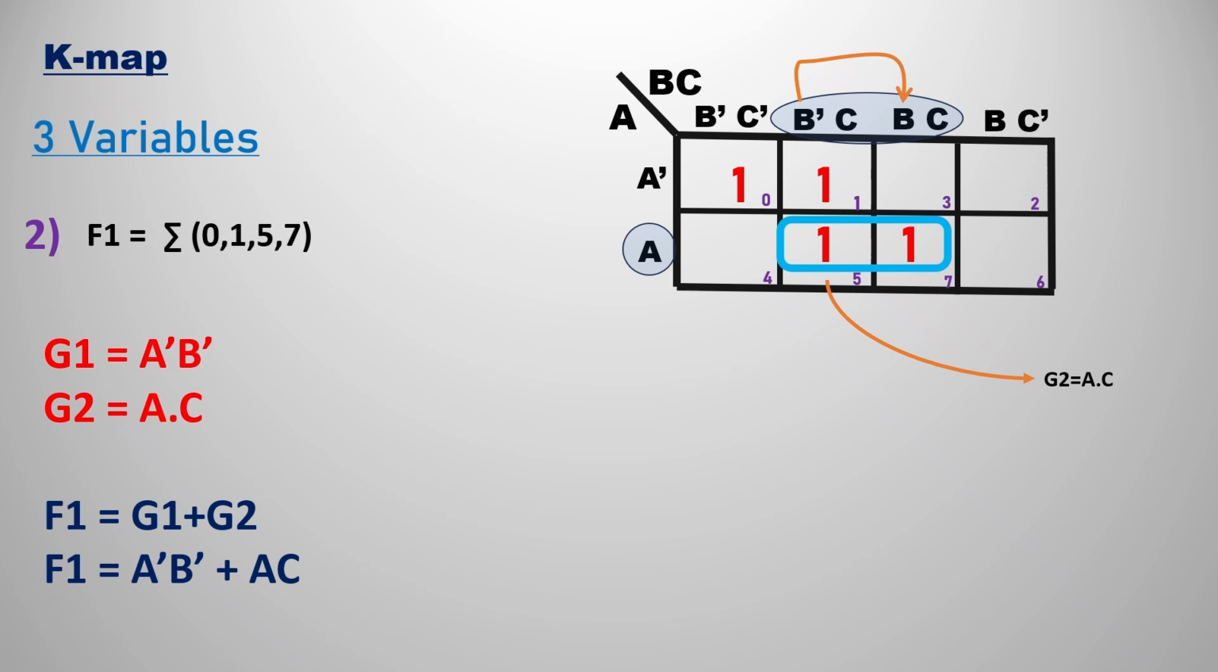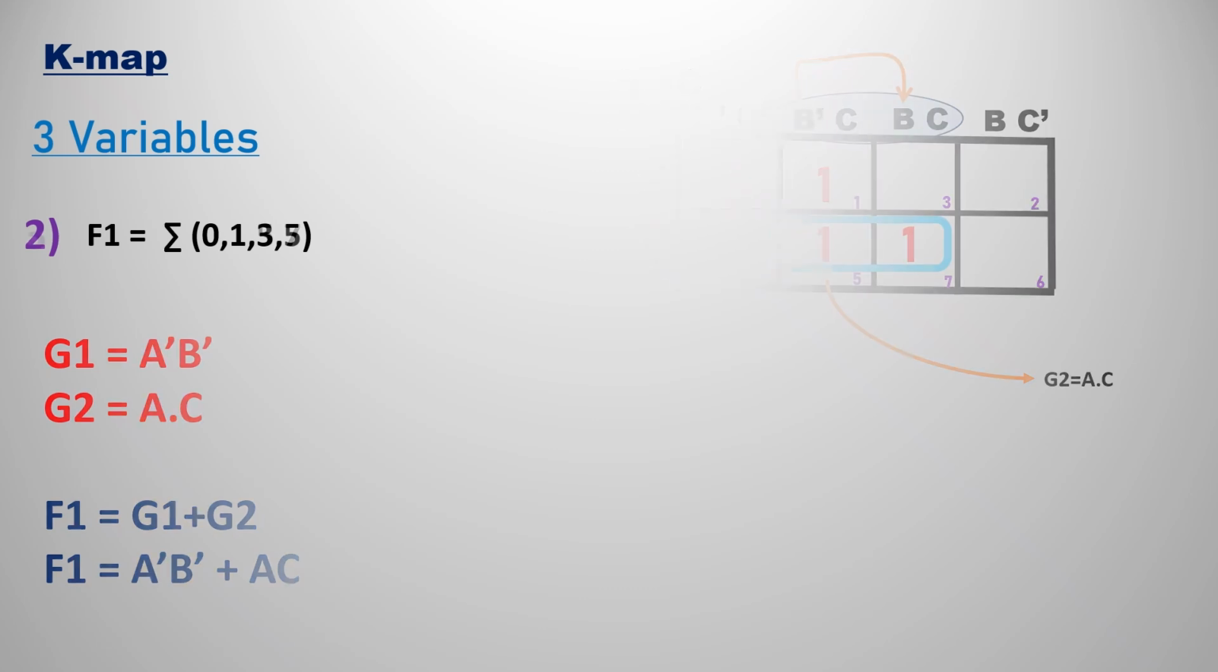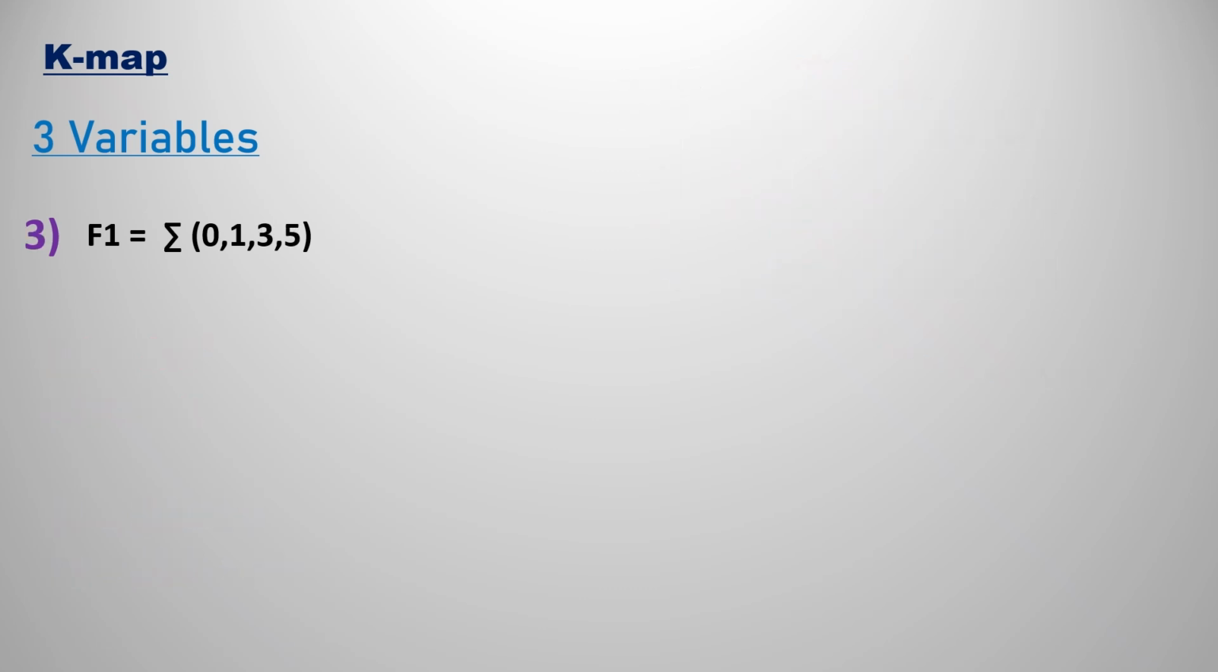If you consider both of them as addition, that is G1 plus G2, A bar B bar plus AC, that is the final output for this expression. Let's see example 3. We should fill ones in the places of 0, 1, 3, 5.